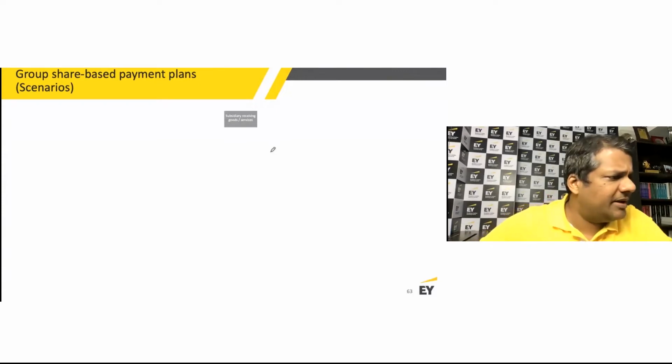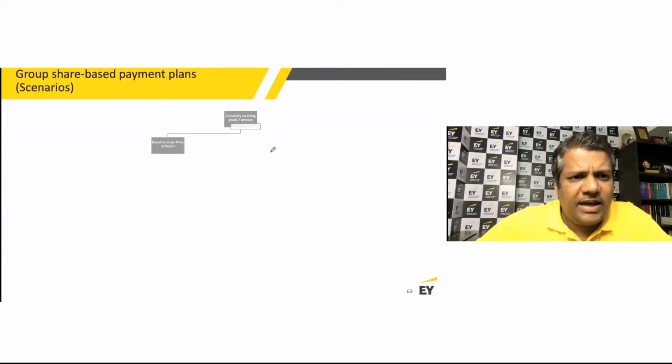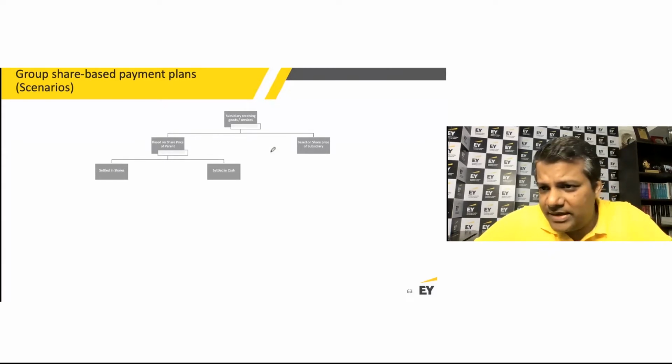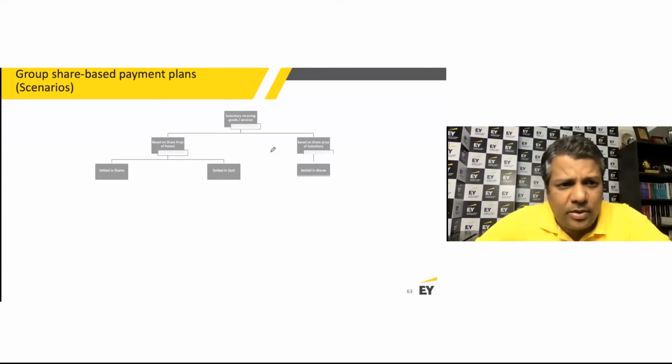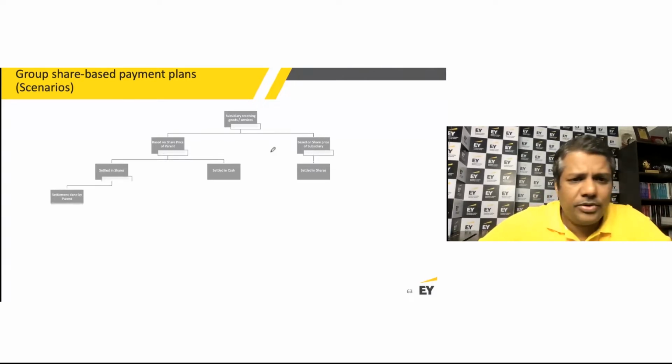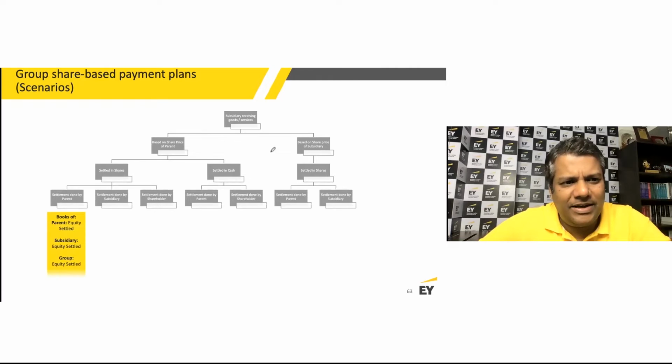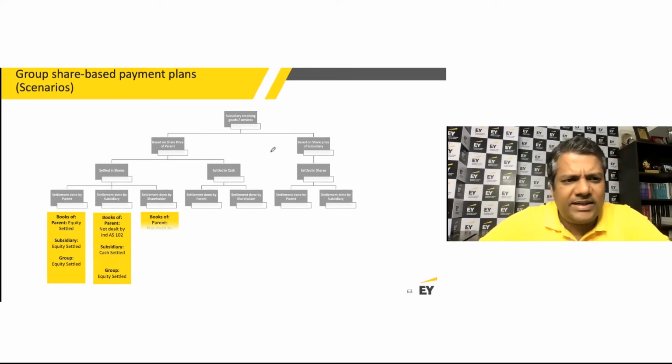So there is a subsidiary which is receiving goods or services based on the share price of the parent or based on the share price of the subsidiary itself. It is settled in shares or it is settled in cash. It could be cash settled, equity settled, or settled in stock. The settlement is done by the parent, or by the subsidiary, or by the shareholder. All possibilities exist in relation to group share based payment arrangements. So let me help you understand.